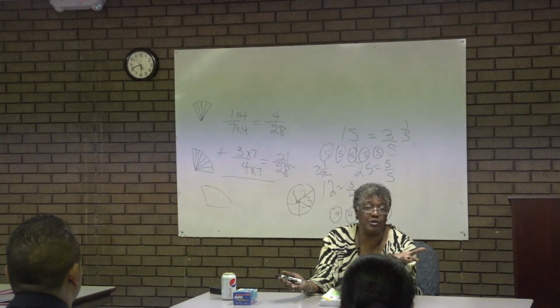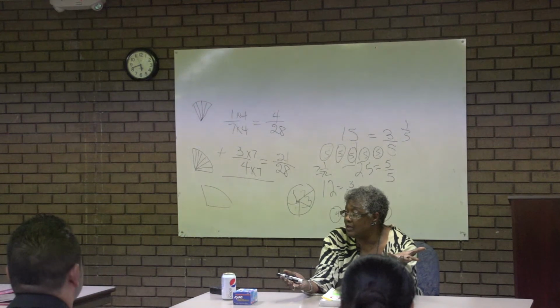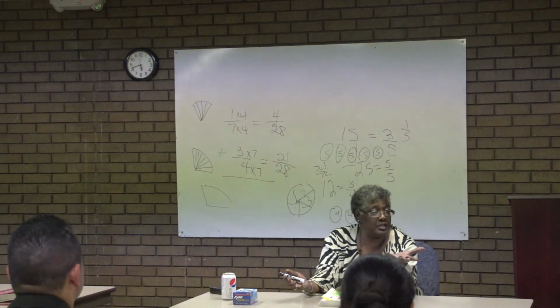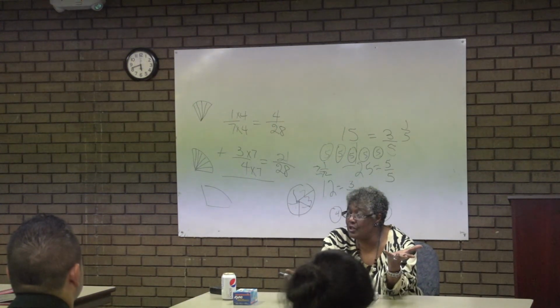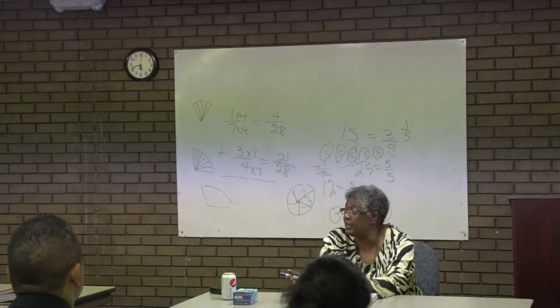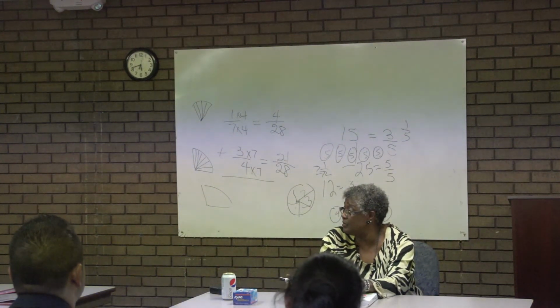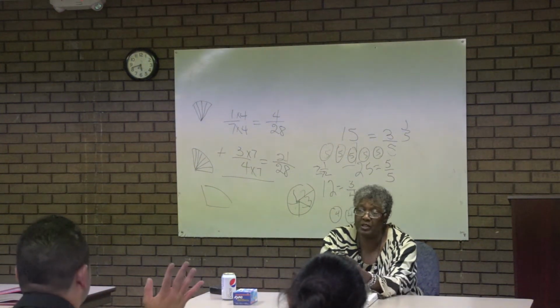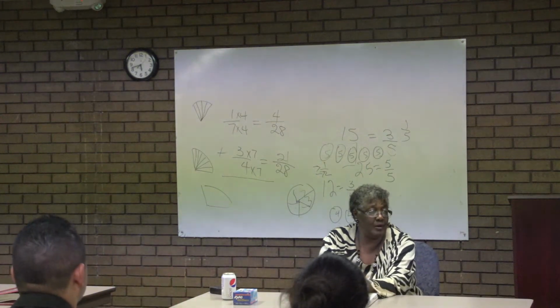I can't change quarters into dimes. They only change into nickels and pennies. So then you have to ask me for nickels. I can change them into nickels, and maybe the machine will take 2 nickels instead of the dime.